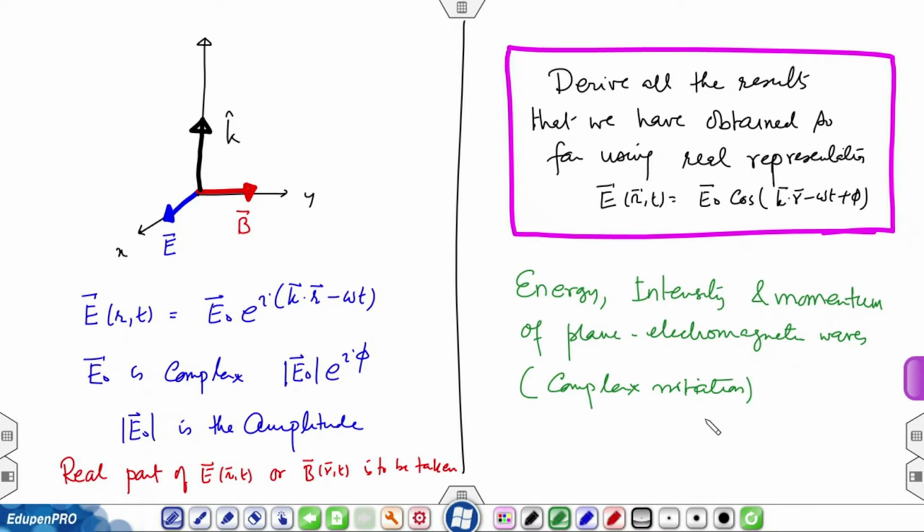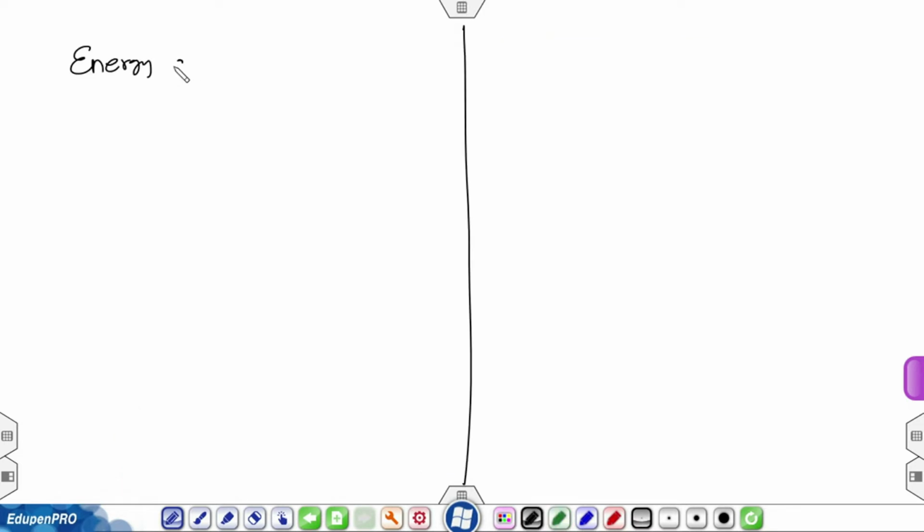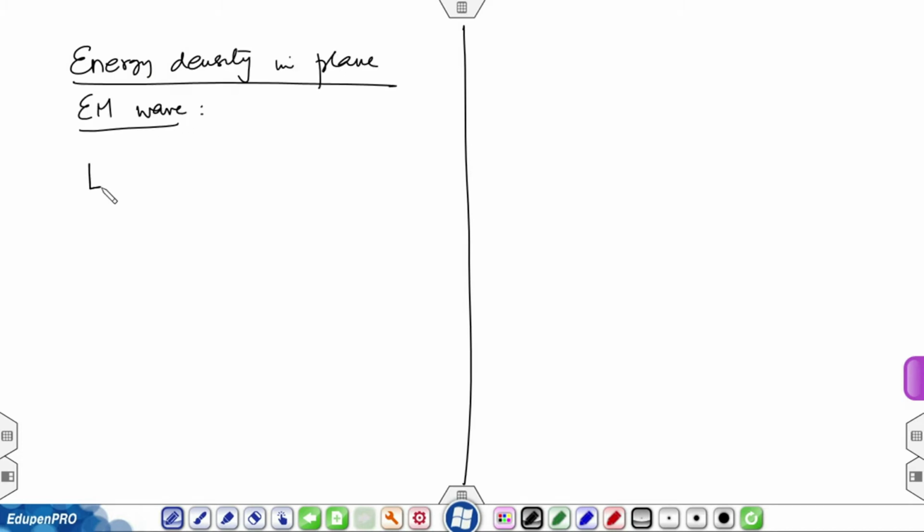So, let us first do the energy density in plane EM wave. So, I am talking about E(r,t), which is taken to be E0 e^{i(k·r − ωt)}.